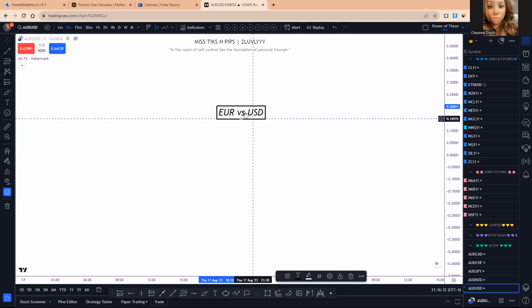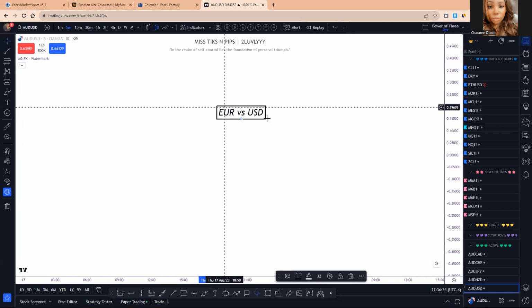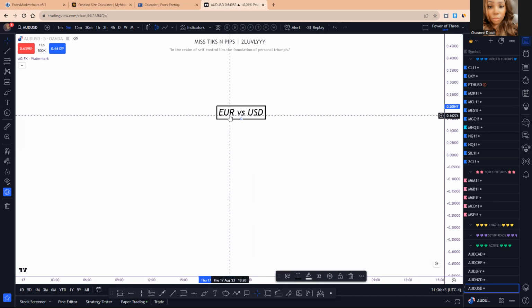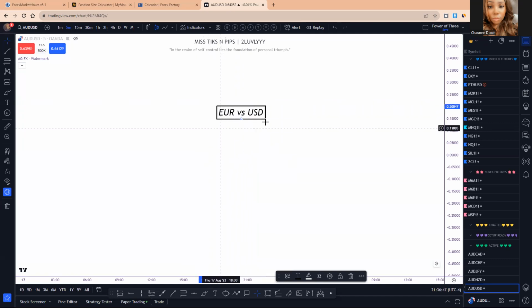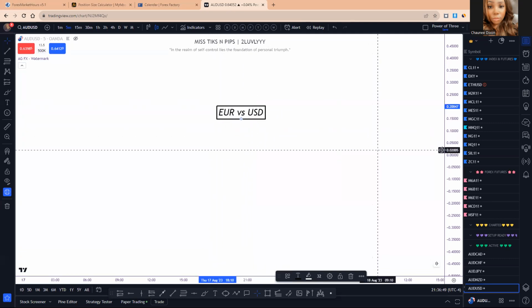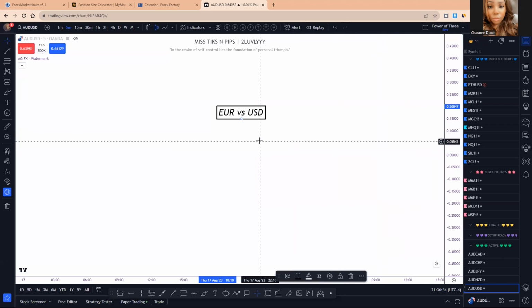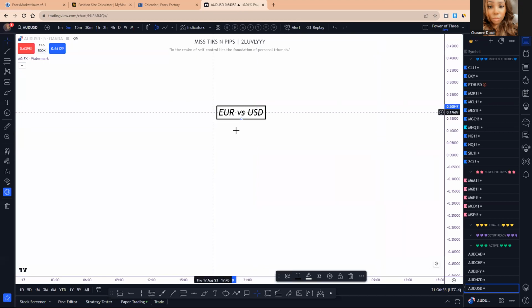So we have the base, which is the euro in this currency pair, and then we have the quote, which is the US dollar. What this means is basically the quote is how much of the US dollar it's going to take to purchase the euro. So this is what this format means. We don't really have to delve deep into that, but that is why one is in front of the other when you're trading it.